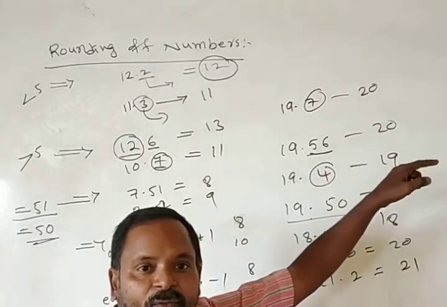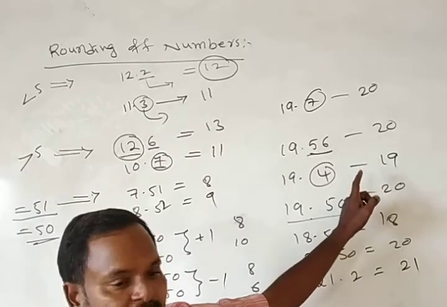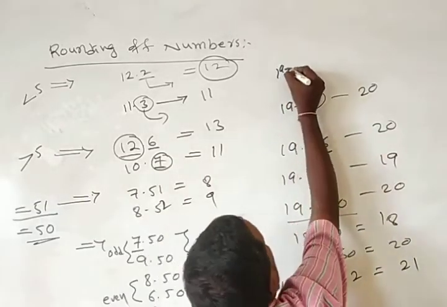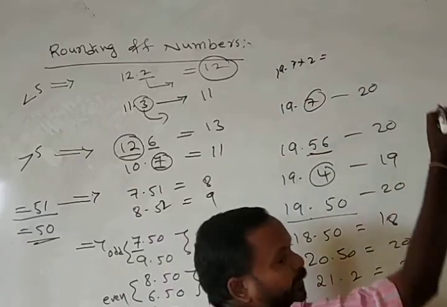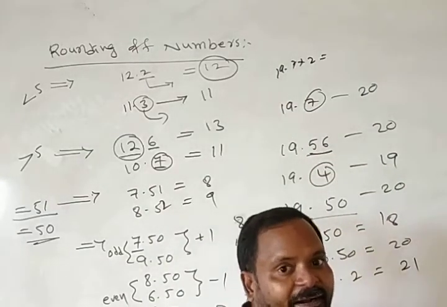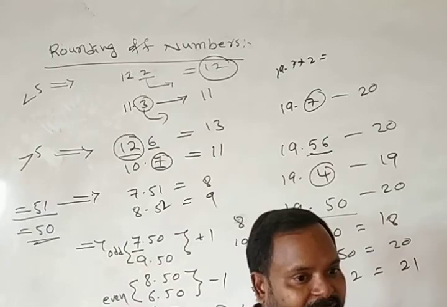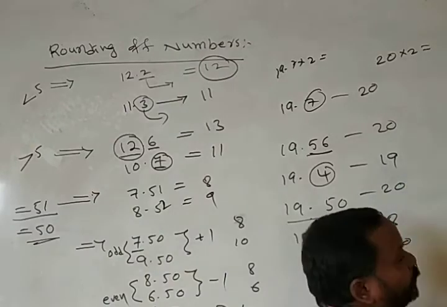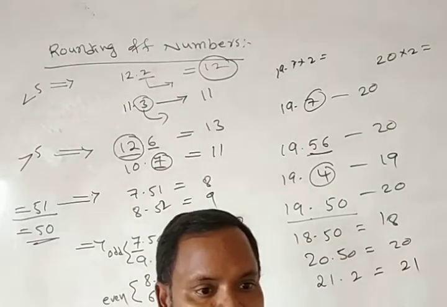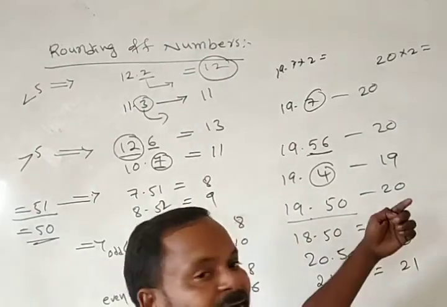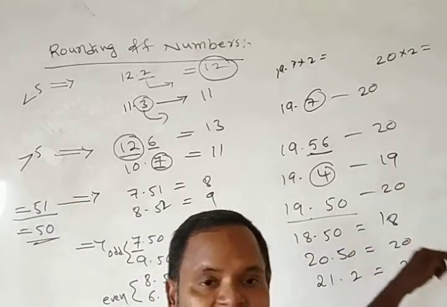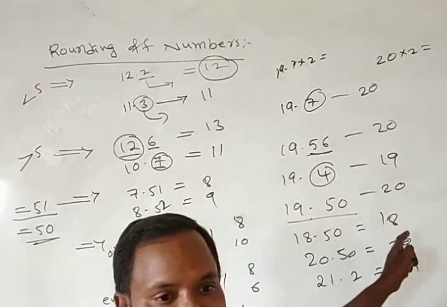19.7 into 2. It is somewhat complicated. 20 into 2. Okay, 19.7 into 2. We need some energy for the calculation. Here we definitely use the brain. For example, after rounding this one, 20 into 2 is an easy value. We do not require energy or need to use the brain. This is the use of rounding of numbers.